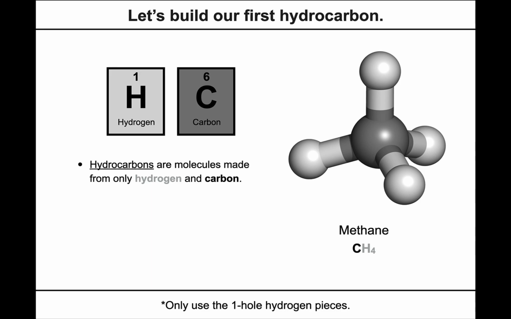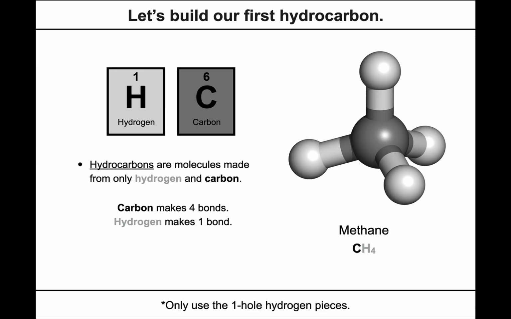So again, what is a hydrocarbon? Hydrocarbons are molecules that are made of only hydrogen and carbon. The simplest hydrocarbon, of course, is the molecule that you are about to build, methane. Its formula is CH4. So this is the first very important lesson that we're going to learn: carbons make 4 bonds. We're going to use all 4 of the holes in the black carbon piece, and we're going to put hydrogens in all 4 holes. Every carbon that you will see in this program makes 4 bonds. Every hydrogen that you see in this program will have 1 bond.